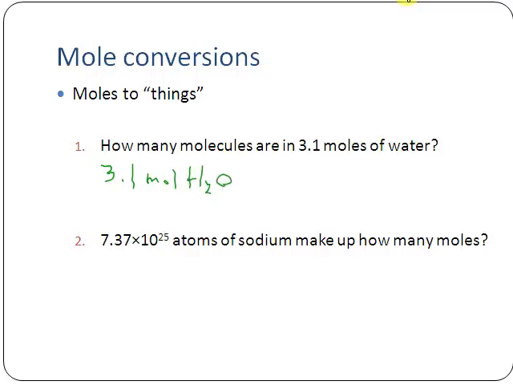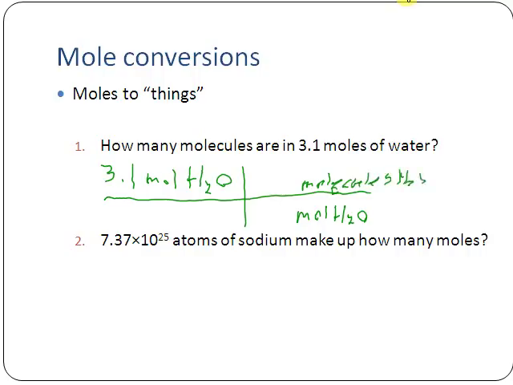Now, in order to do this, we're going to want to set up our tables just like we did with our unit conversions. Because what we can do is we can say how many molecules. And so we know we want to cancel moles of H2O. So that has to be on bottom. But we want to go to molecules. And unfortunately, H2O doesn't have an abbreviation. So we have molecules H2O.